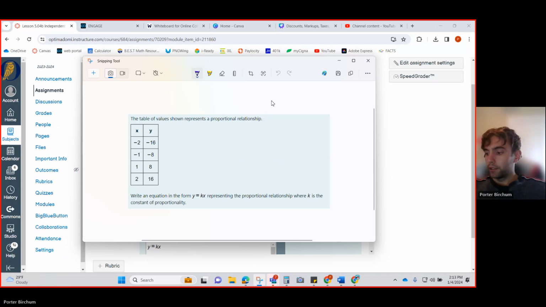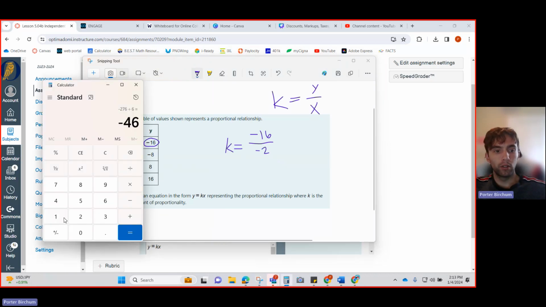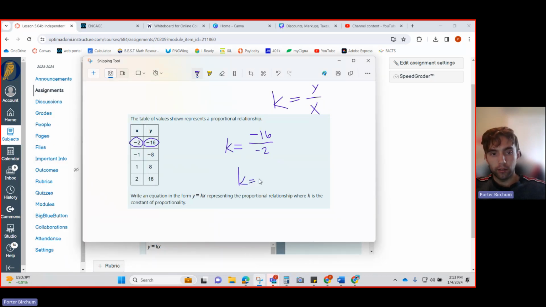To find k, the constant of proportionality, I do y divided by x. This table is nice because it tells us what the y's are and what the x's are. So let's just use this first row. Make it simple. K is y, negative 16, divided by x, negative 2. What is negative 16 divided by negative 2? It is 8. So k is 8.